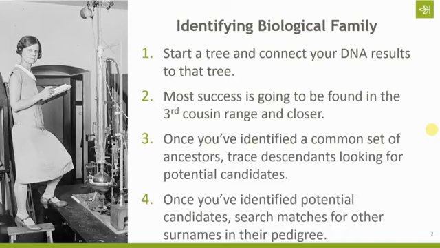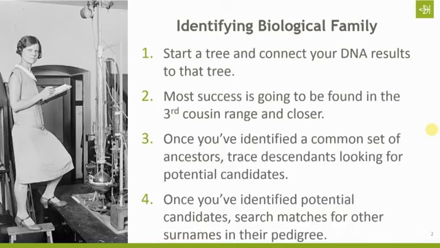Once you've identified a common set of ancestors among those third cousins and closer, the next step is to trace the descendants, looking for potential candidates for biological parents. Some of you have identifying or non-identifying information, like about how old that parent was when the adoptee was born, or maybe where that individual was born. Some of you are going on very little or nothing.